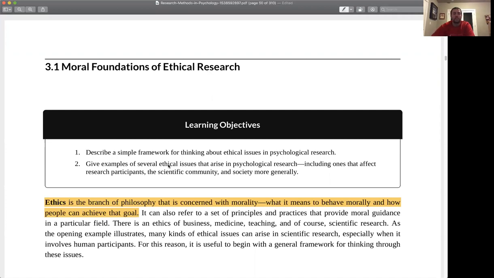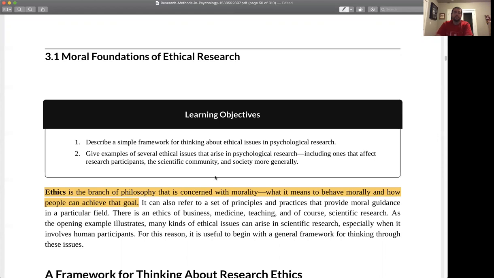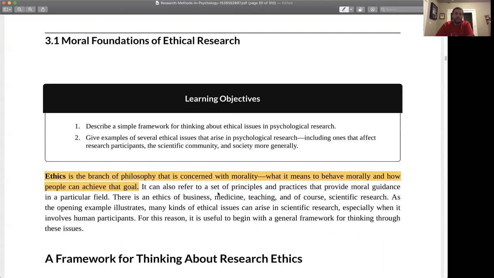This one's broken up into three subsections. The third one, to be quite honest, I'm not going to really talk about at all, just because it's very applied to what I'll be talking about beforehand. So, first and foremost, the moral foundations of ethics.